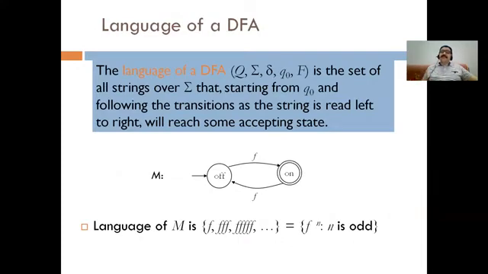Now, the next point is the language of DFA. What about the language? So the language of a DFA is the set of all strings over the input alphabet, starting from Q0 and following the transitions as the string is read left to right, that will reach some accepting state or the final state. So we will take the previous example. In this example, we are starting from the initial state, that is the off state, and we are moving to the final state, that is the on state. So in this case, how can we write the language? So always we will write the language for the accepting state, right?